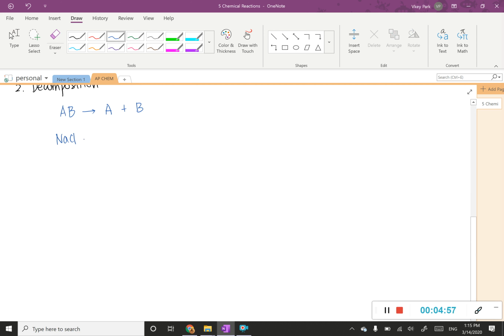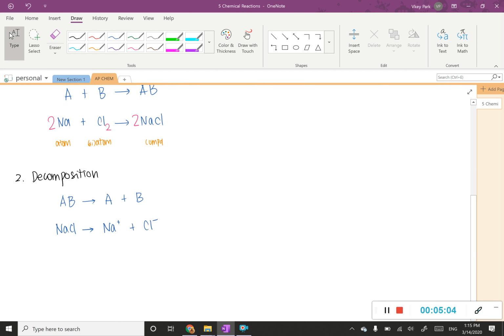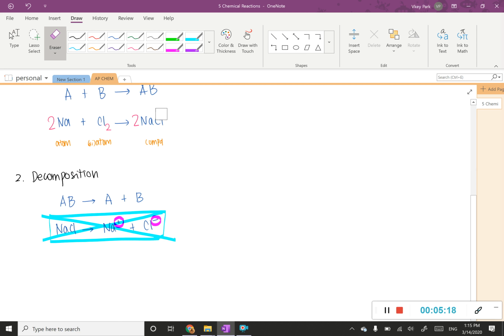Quick question. I have NaCl and it is dividing into Na plus and Cl minus. Would this be a decomposition reaction? No, this is not a decomposition reaction. Why? It's because they have charges. Look, up here we have no charges in the reactants, because remember, we said that they were atoms and not ions. So this is not a decomposition reaction.